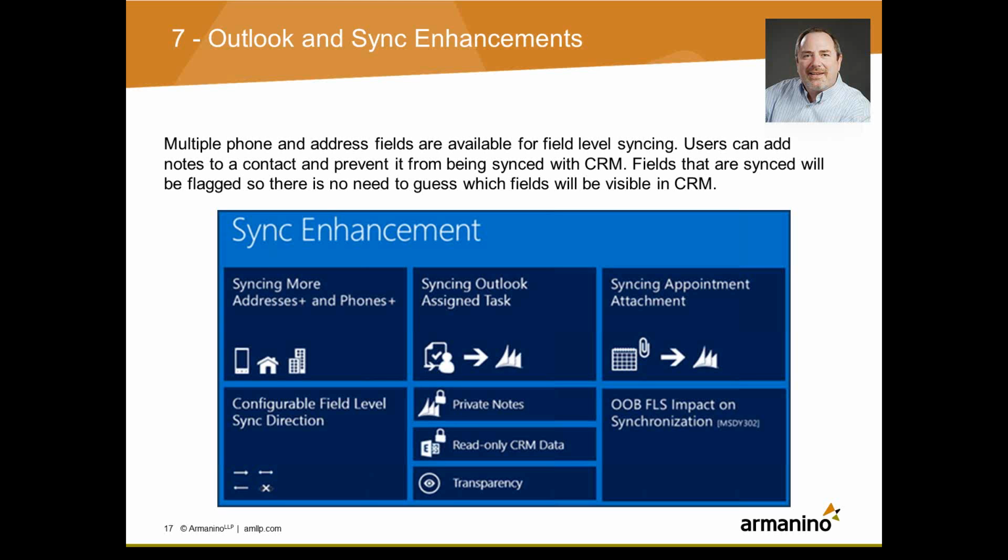So you can now say, I don't want to synchronize notes. And maybe you want multiple addresses. So now you can decide if you want to sync address 1, address 2, address 3 from CRM to Outlook and vice versa. You can decide what direction the fields go. So should this go up? Should it come down?